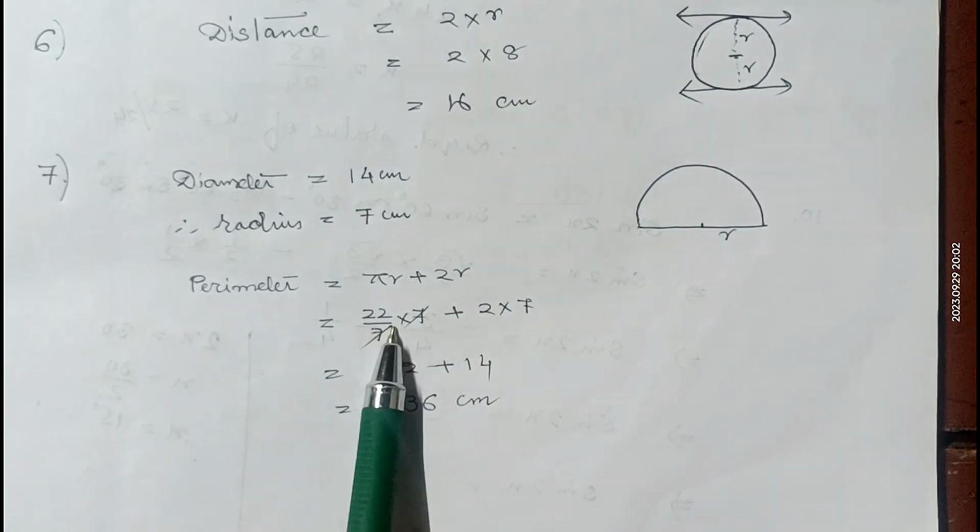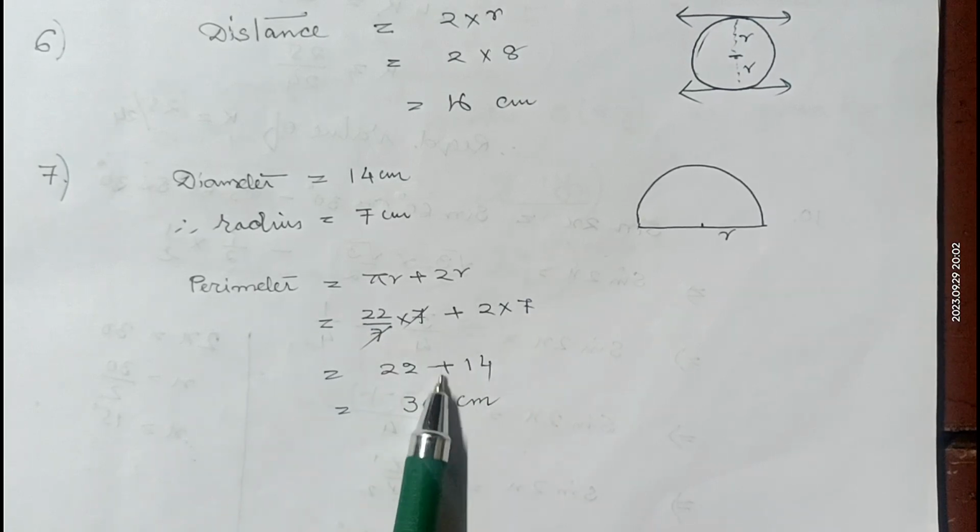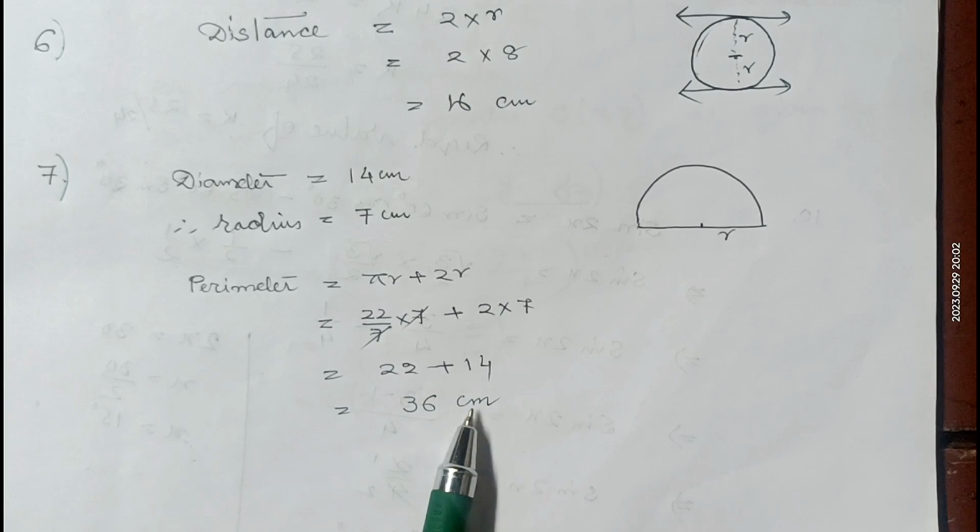Pi is 22 by 7 into 7 plus 2 into 7. 7, 7 cancel. So it will be 22 plus 14, which will give 36. Therefore perimeter of this figure is 36 cm.